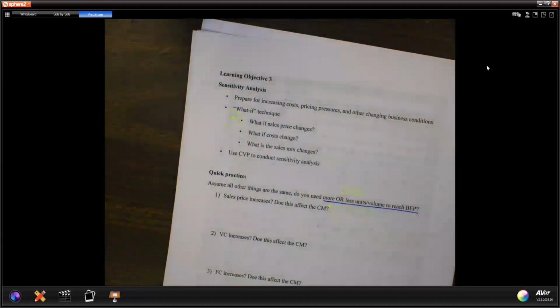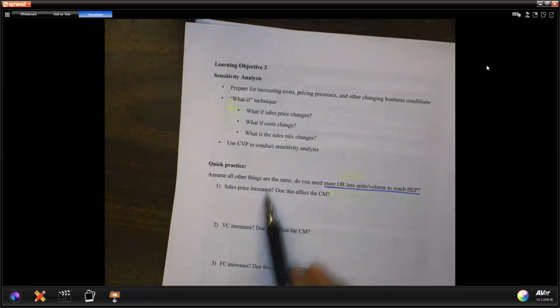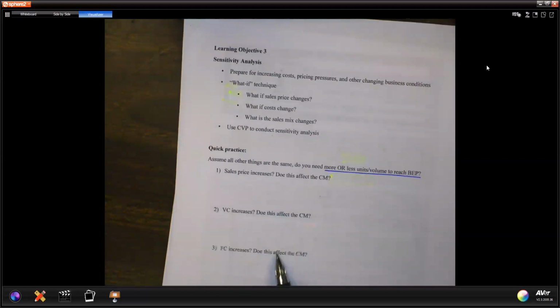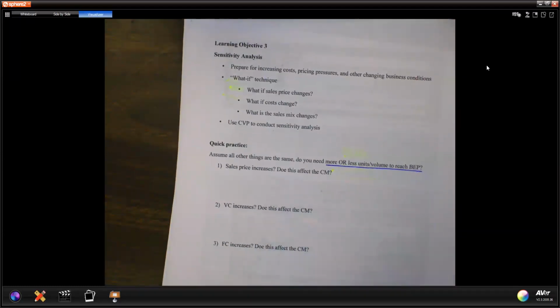And then we also talked about this one in class. I didn't put it here. I will update my notes and then post it to the Blackboard.